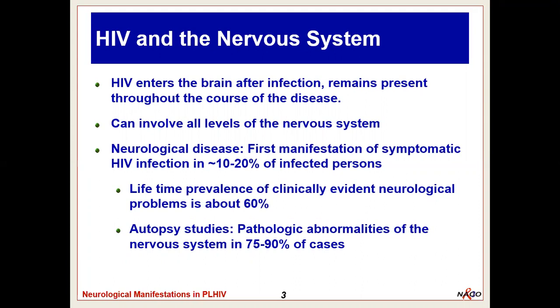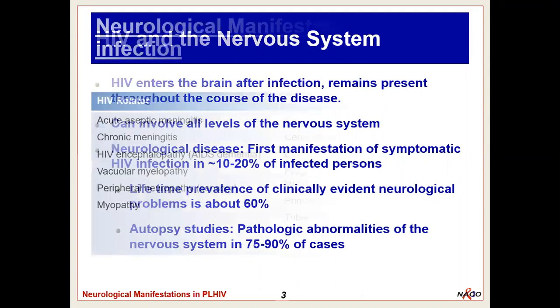So it's not huge in terms of presentation, but it's quite complex when it presents. We'll see in subsequent slides how the cases present. The lifetime prevalence of clinically evident neurological problems is around 60%. In autopsy studies, pathological abnormalities were seen in 75 to 90% of cases, and more in advanced cases. Next slide, please.